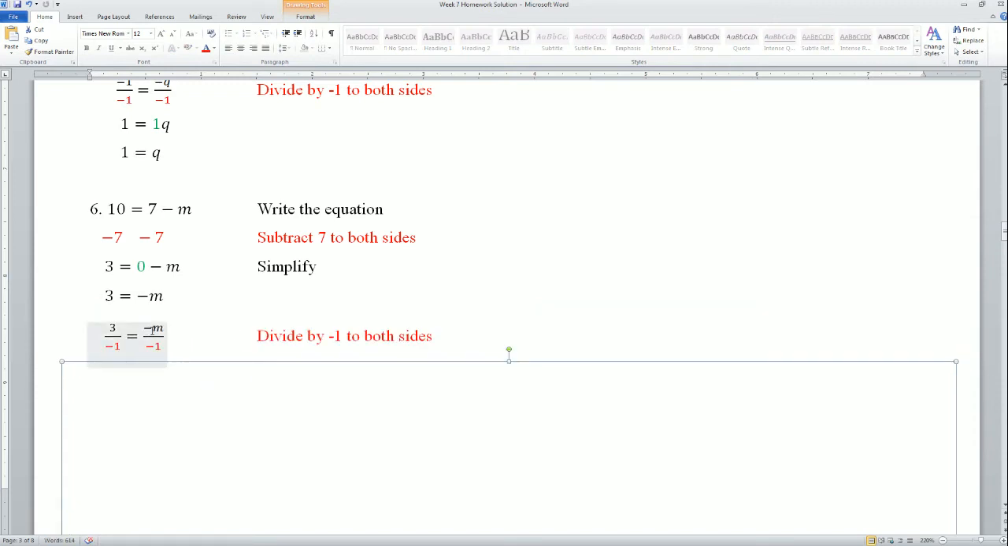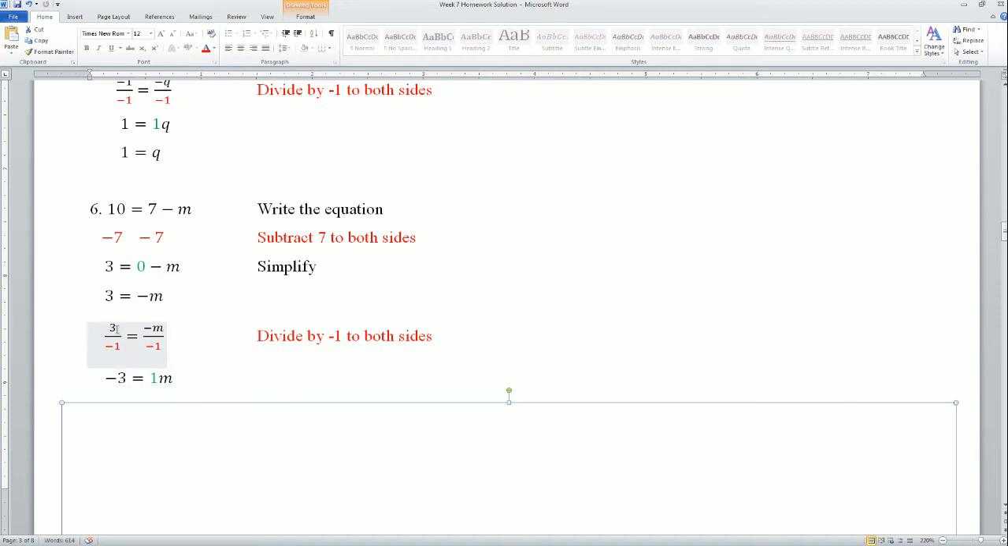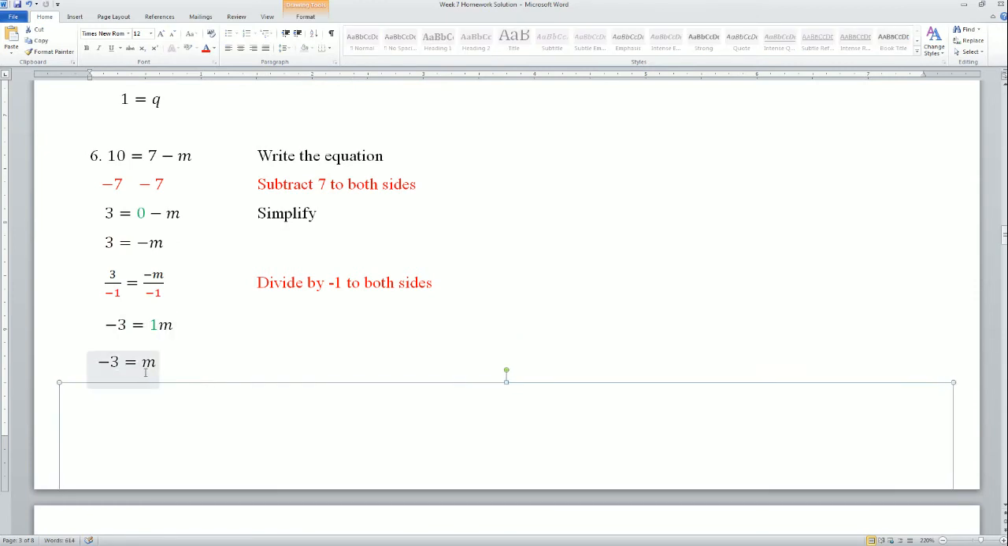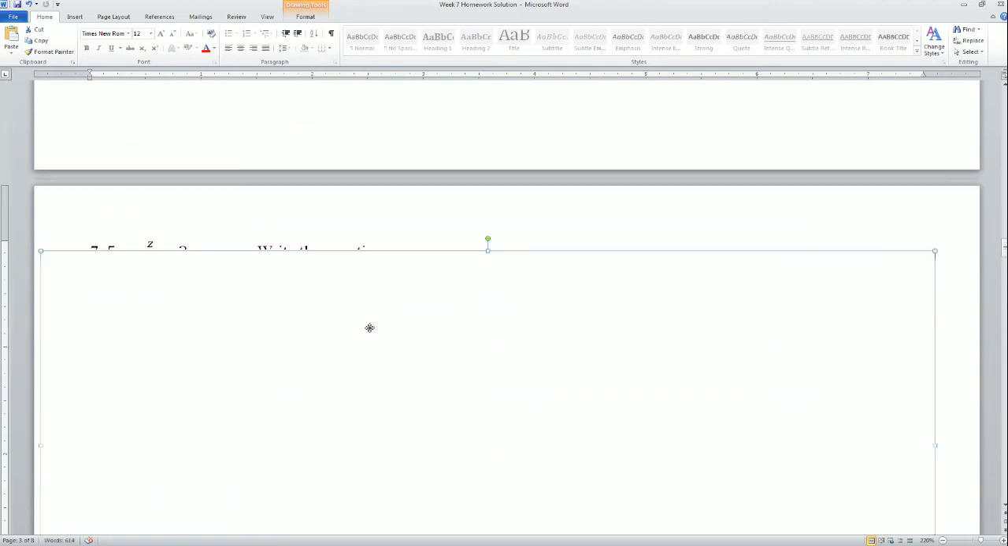Because remember there's a negative still attached to the m, so what are you going to do? You're going to divide by negative 1 to both sides. On the left hand side, 3 divided by negative 1 is negative 3. My right hand side, I get a 1m, because remember there's a 1 out in front here. We don't really write that 1, so it just becomes m is equal to negative 3. Good. Let's look at 7 now.